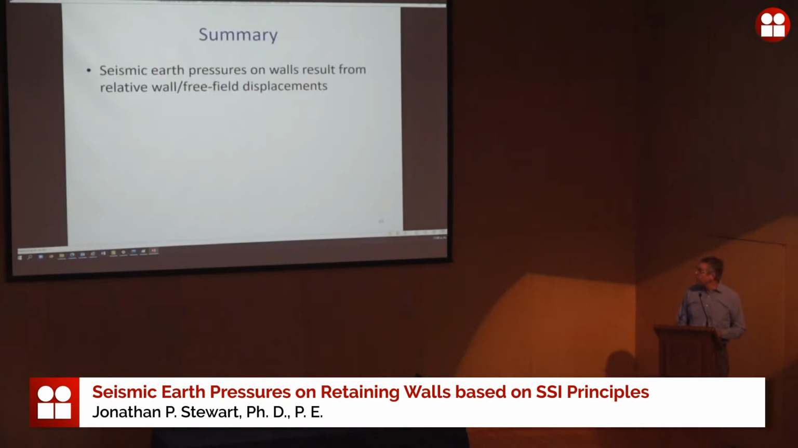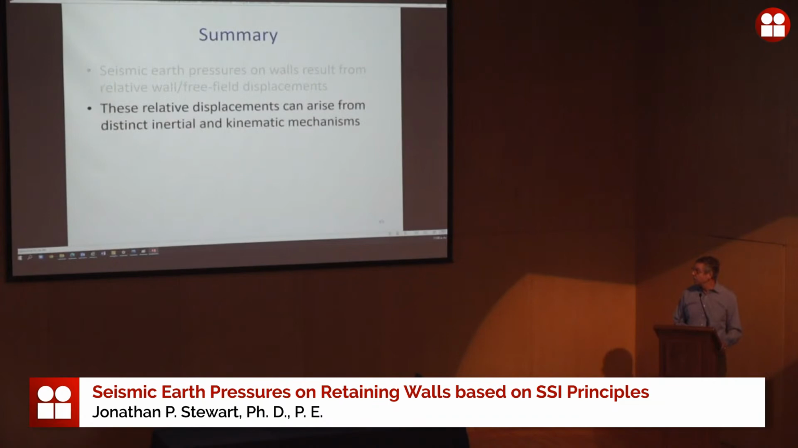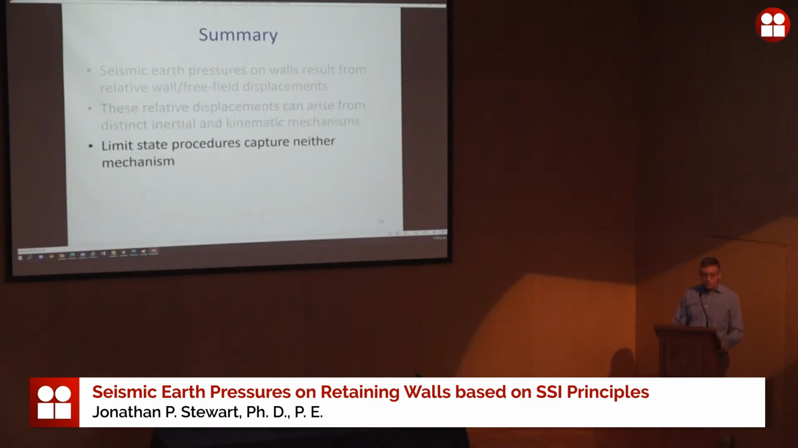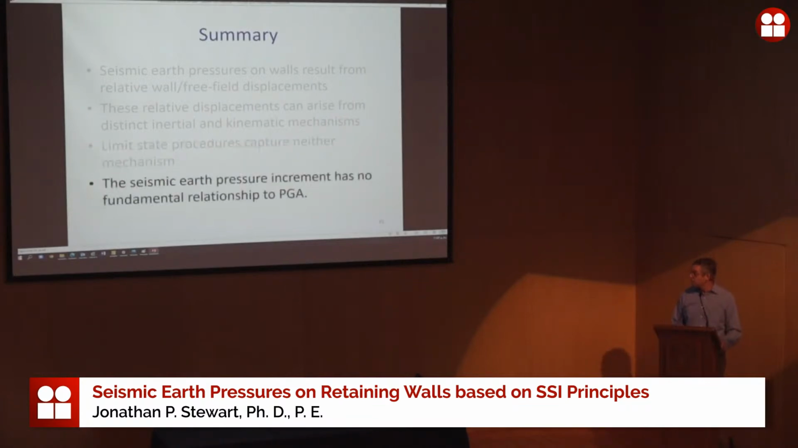So I'll summarize now. Seismic earth pressures on walls result from relative displacement. If there's nothing else that you take away from this presentation, I hope it's that. That's actually a general principle for all kinds of soil structure interaction problems. It's all about relative movements. These relative displacements can happen from inertial sources or kinematic. The limit state procedures, which have an active force on a wedge and the active force is related to the acceleration, don't capture either of these mechanisms. The seismic earth pressure increments has no fundamental relationship to PGA, so we shouldn't expect a PGA-based method to work.